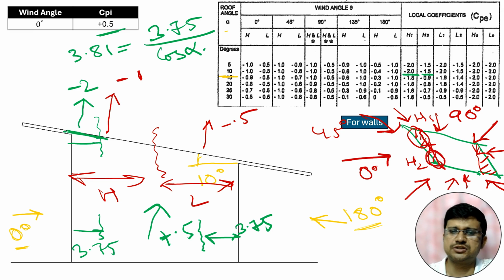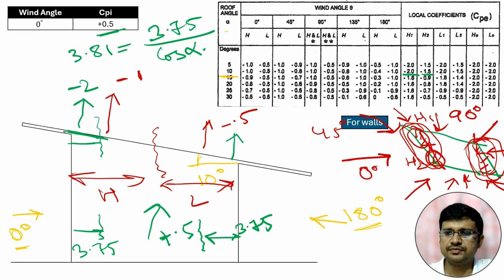So it is better if we consider the value of H1 throughout this local zone. And if we consider L1 for all this local zone, then it will be better, because H1 is higher than H2 and L1 is higher than L2. So if we consider the higher value, then from a design point we will be on a safer side. So for the local coefficient, we will consider the higher value for L1 and L2. Higher means -2 and -1.5, so it will be -2.